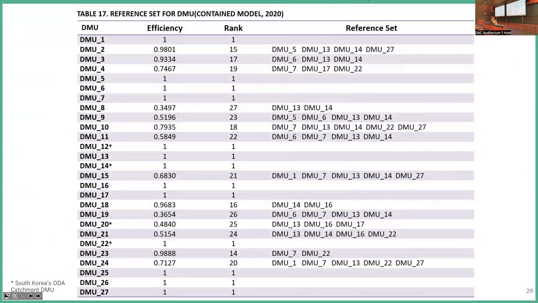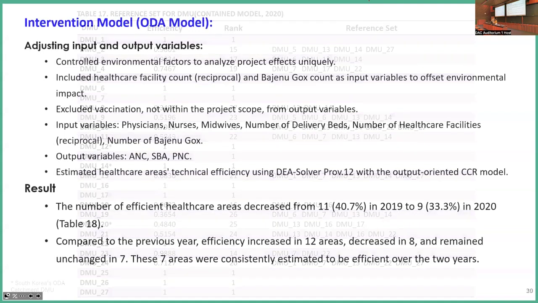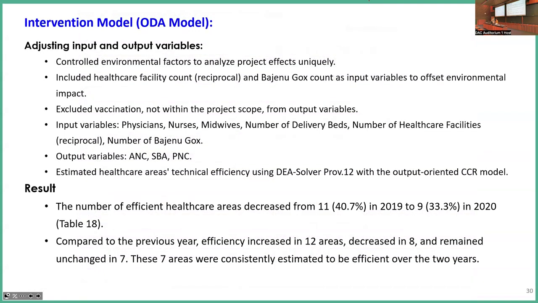And if you use the DEA, you can have a reference set. It means that if a health district has a lower efficiency score, it shows which health district we have to benchmark. So it means that you should benchmark other efficient health districts. And in the intervention model, the ODA model, compared with the contained model, we excluded vaccination-related variables from our output variables.